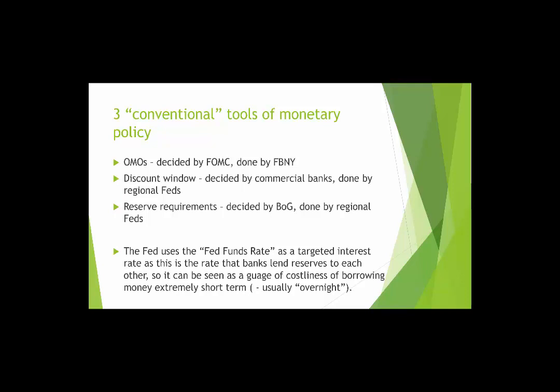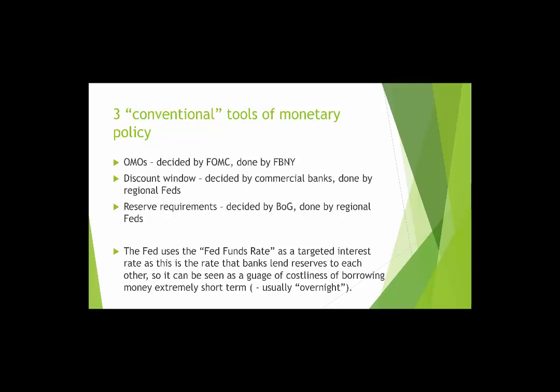And how it works is that if I'm a bank and I have excess reserves one particular day, I can say, okay, my excess reserves, I'm going to lend them to whoever wants to borrow them overnight. And the rate at which I lend them to the other bank is called the Fed funds rate. It's an important interest rate for the Fed because it indicates how much reserves there are in the system.